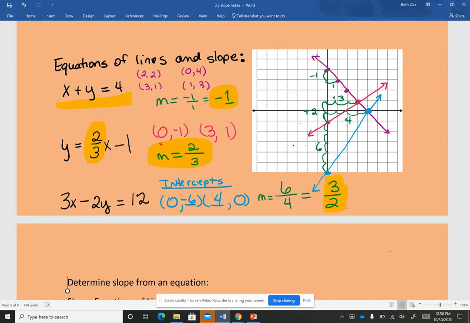Here's the rule. The one in the middle is the one we want to follow. This one is called Slope-Intercept Form.